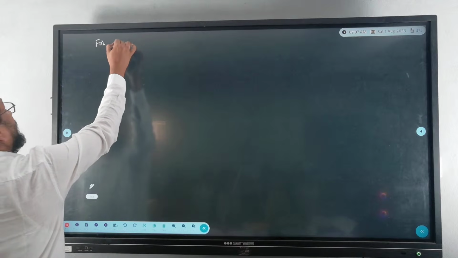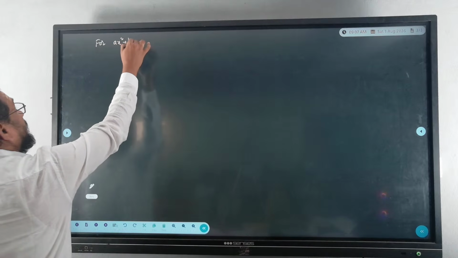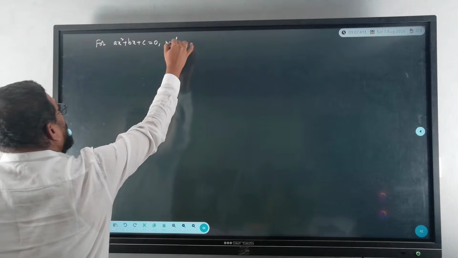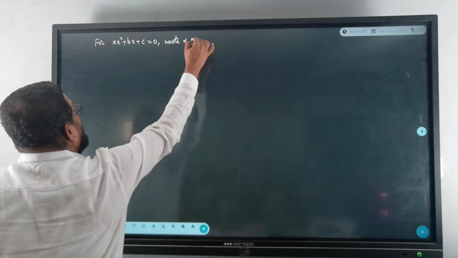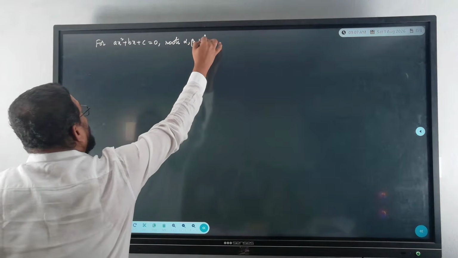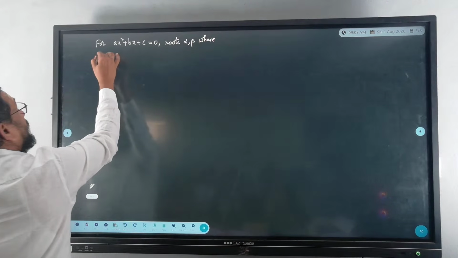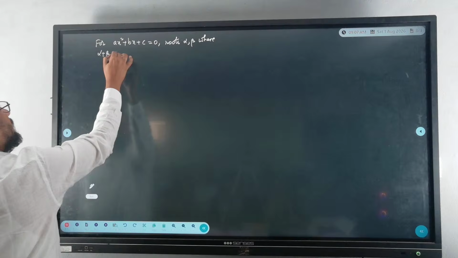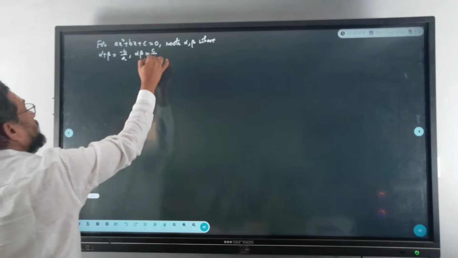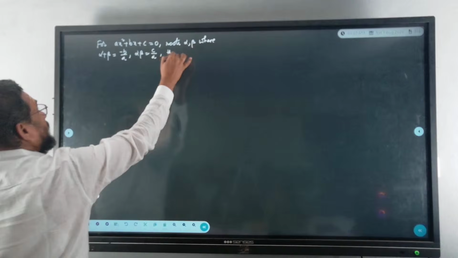For ax square plus bx plus c equal to 0, roots alpha, beta, where alpha plus beta is equal to minus b by a, alpha beta is equal to c by a.